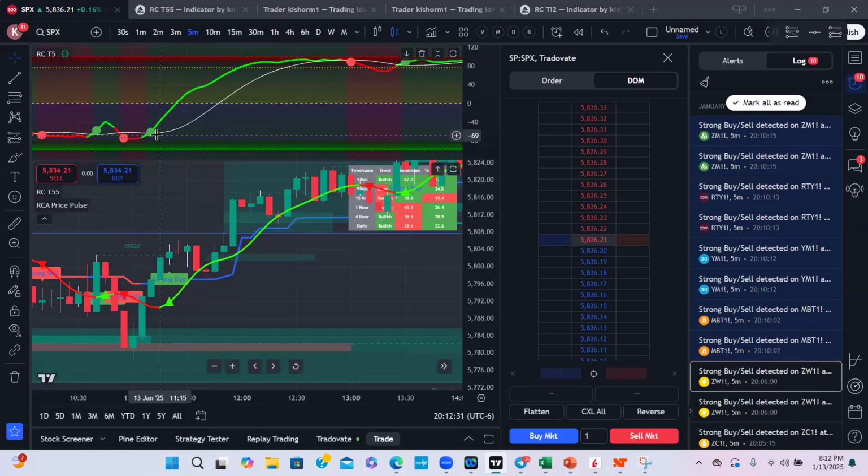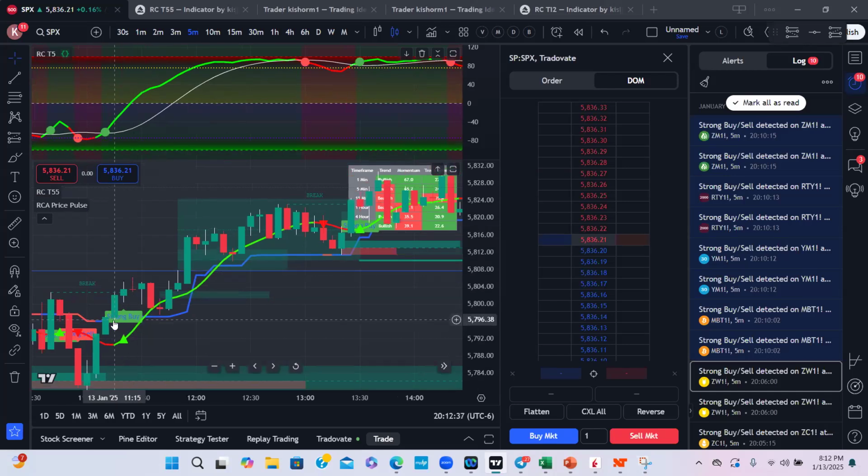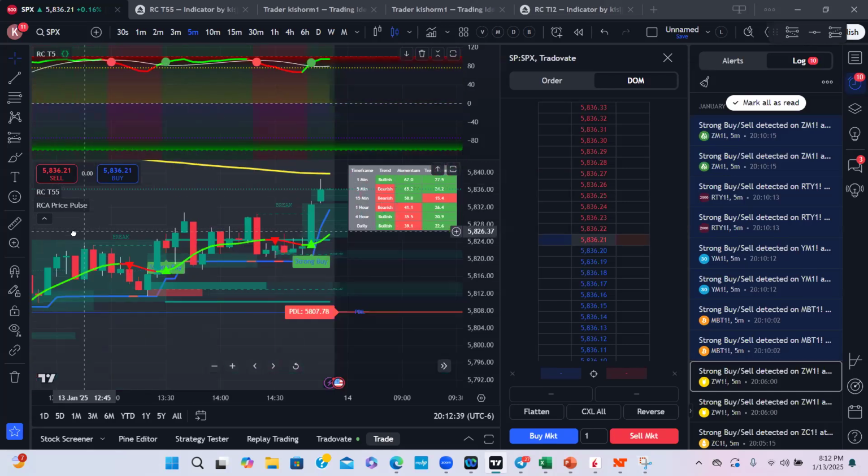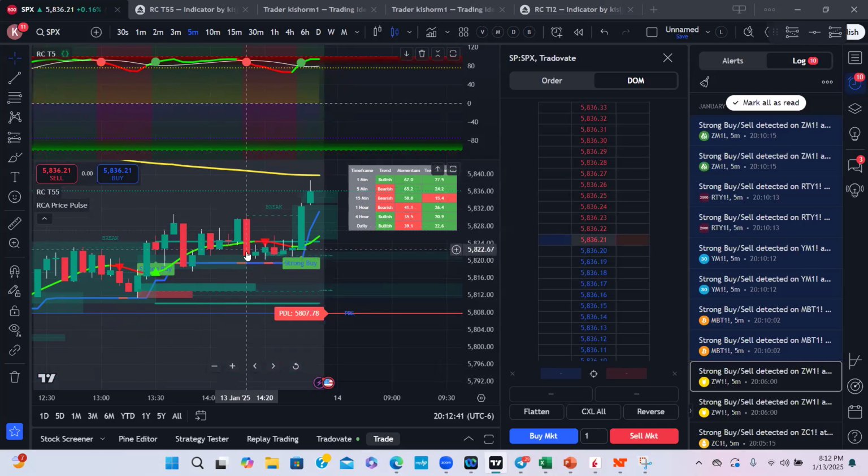Right, it came all the way to the bottom. You got a strong buy. T5 became green, price pulse became blue. We did bull put spreads. So it went all the way to the top. Yeah, here we missed booking the profits, but in a small position we had to take a loss.